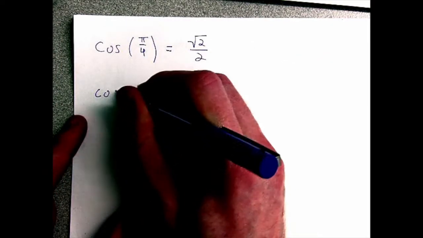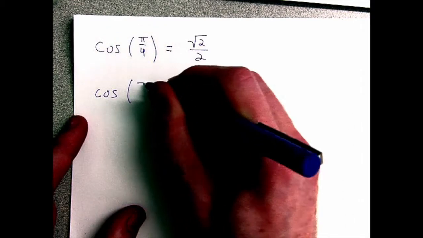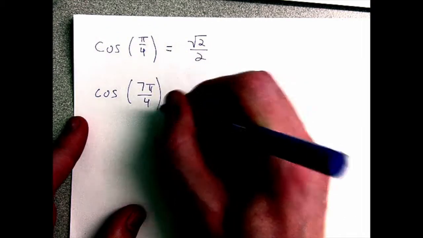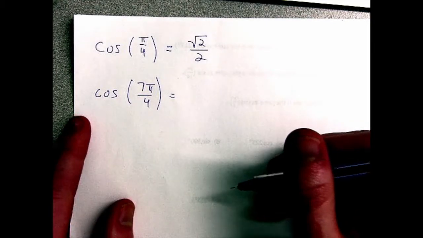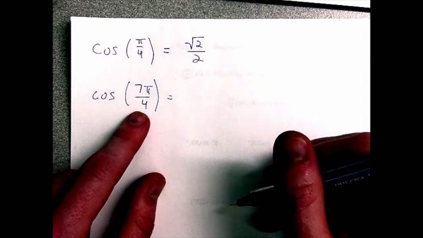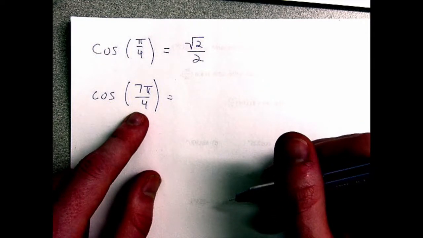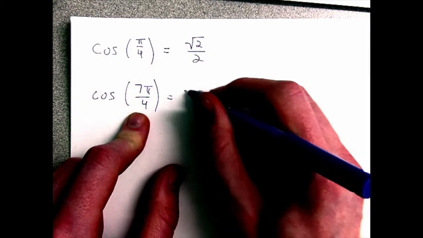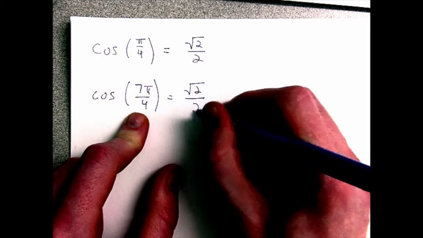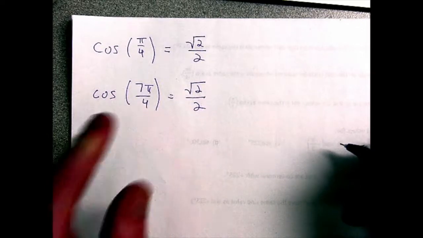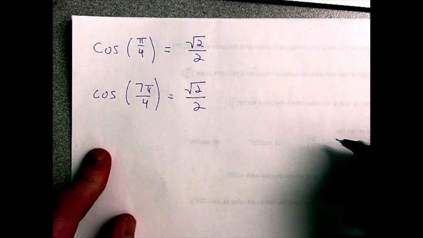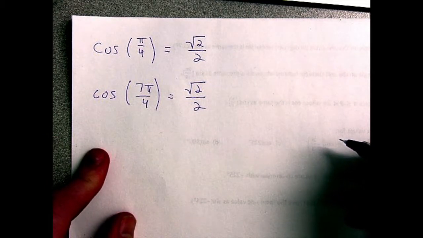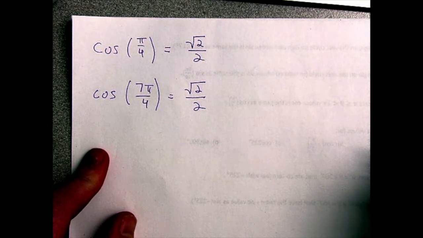Now let's think about the cosine of 7 pi over 4. Again, that's the x-coordinate on the unit circle associated with 7 pi over 4. If you look at the unit circle, you'll see that that x-coordinate is, again, root 2 over 2. Great. Now what I want to do is take the inverse cosine function.